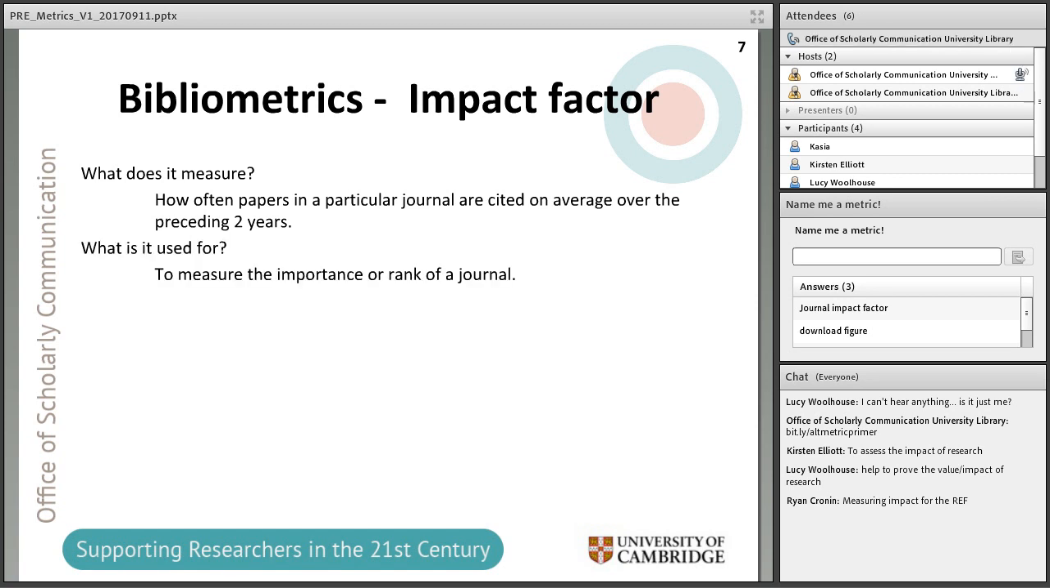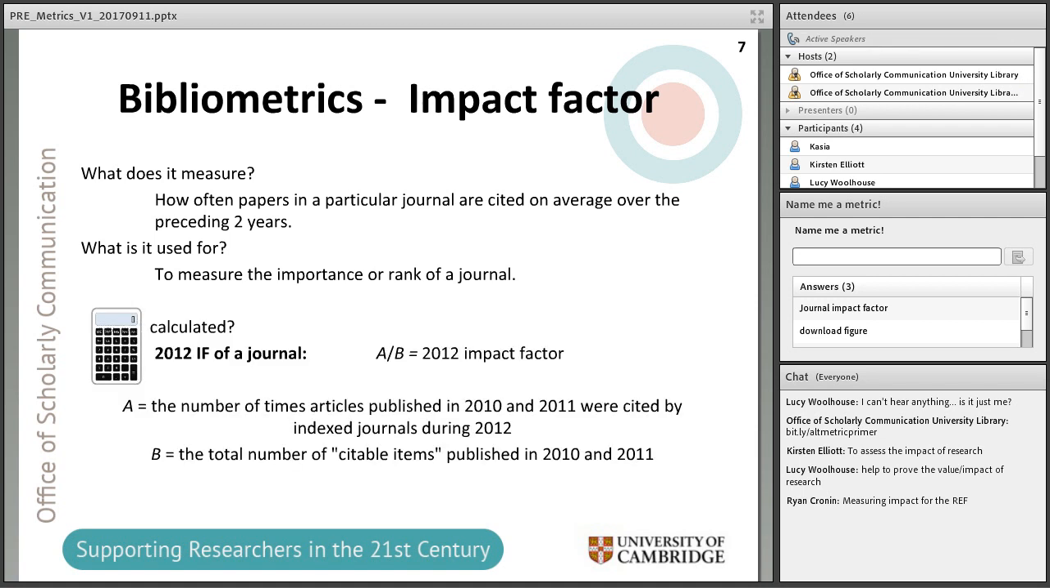It's used to measure the importance or rank of a journal. So it's one of the more popular, or maybe more prevalent, more correct, metrics. And it's really been used to assess the importance or rank, and a lot of researchers, especially in the STEM fields, regard it really highly. So it's calculated. This is an example of how it's calculated. If we're looking at the 2012 impact factor, we could do a little simple sum.